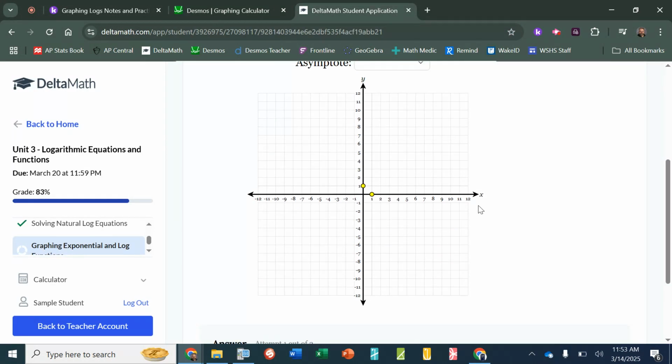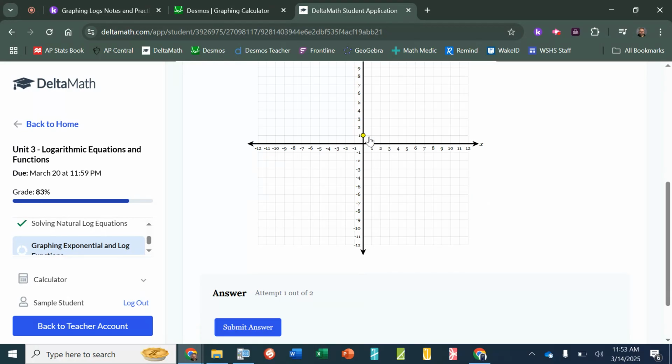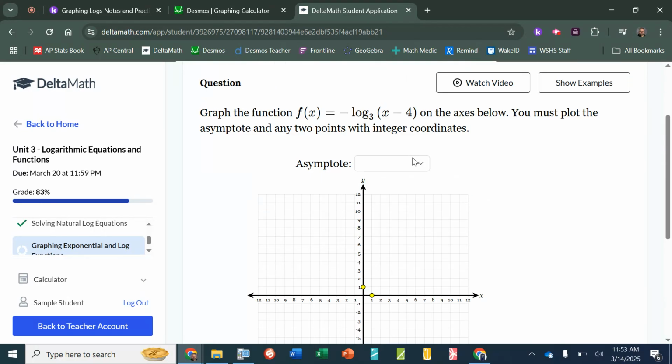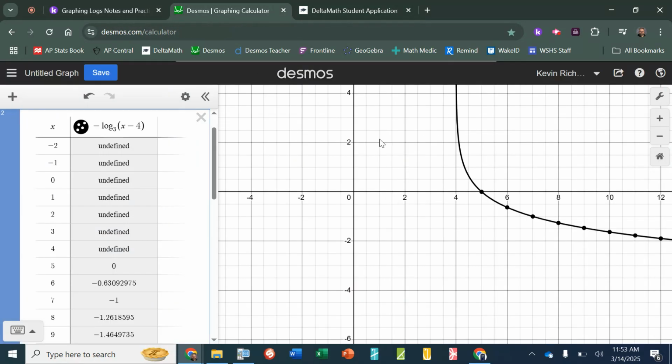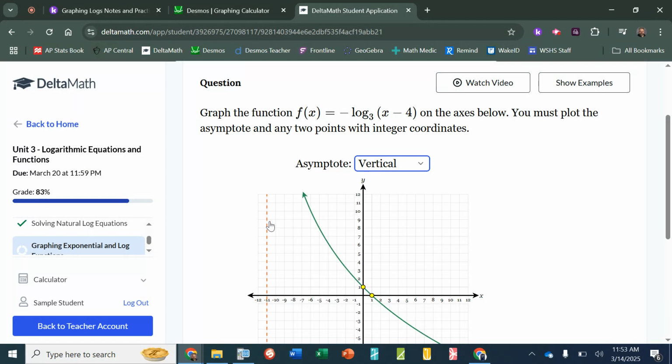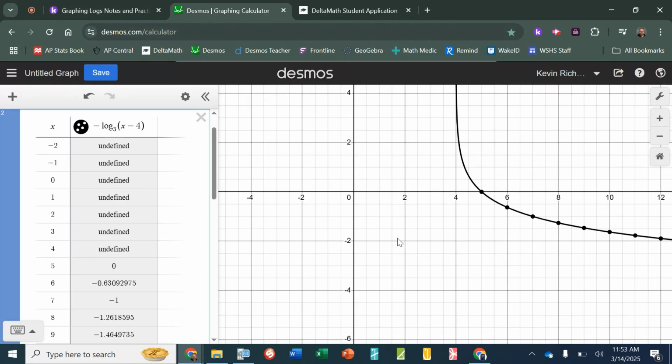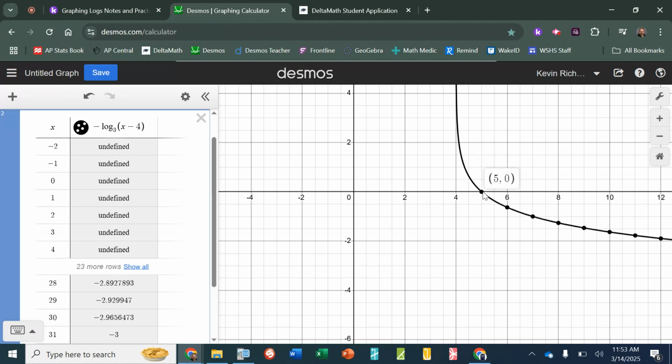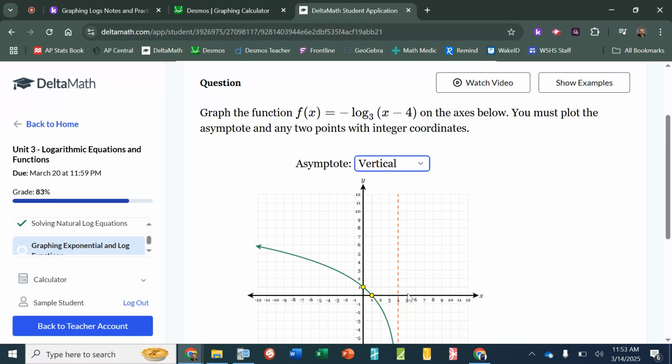Now what I can do is look at where my y-intercept is, where my x-intercept is. It wants to know where the asymptote is. Well, it's going to be a vertical asymptote, and I can see that vertical asymptote is at x equals 4. So I'll drag the asymptote to x equals 4. Now I need to start putting my values in. I can see that my x-intercept is going to be at 5, 0. So I'm going to drag this one over to 5, 0.